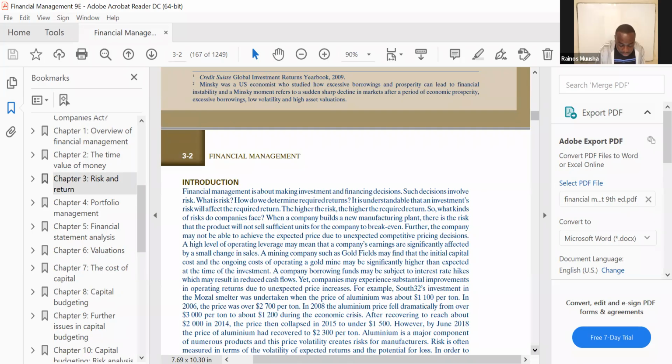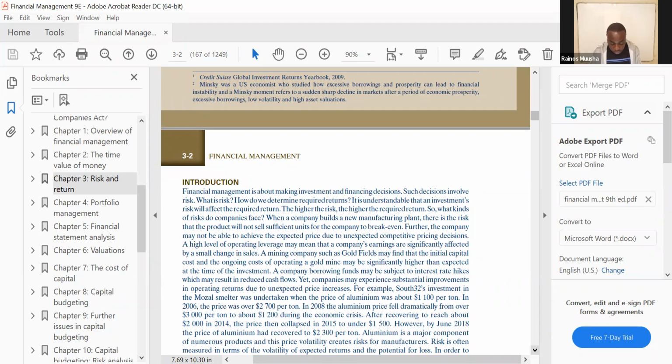So what kinds of risks do companies face? When a company builds a new manufacturing plant, there is the risk that the product will not sell sufficient units for the company to break even. Further, the company may not be able to achieve the expected price due to unexpected competitive pricing decisions. A high level of operating leverage may mean that a company's earnings are significantly affected by a small change in sales.